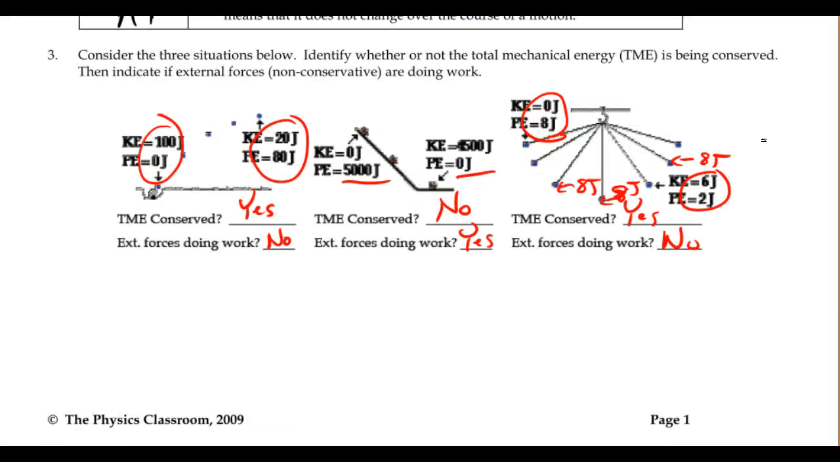Okay, so we're going to stop it there, and we'll look at a couple more cases in the next episode of how total mechanical energy may or may not be conserved.